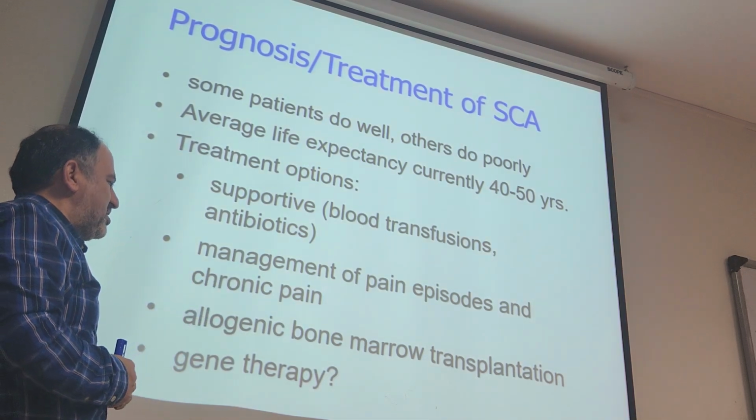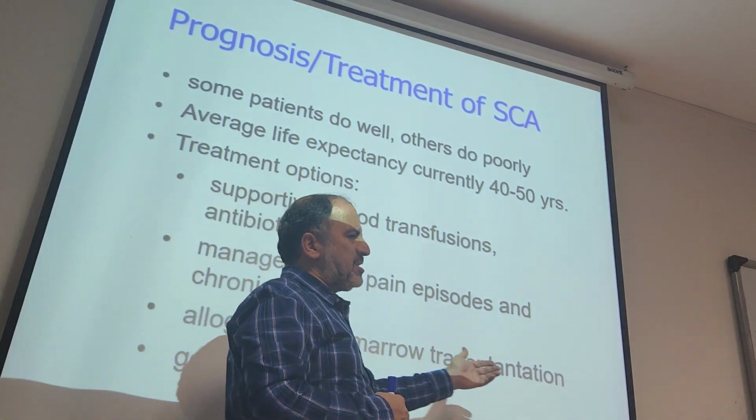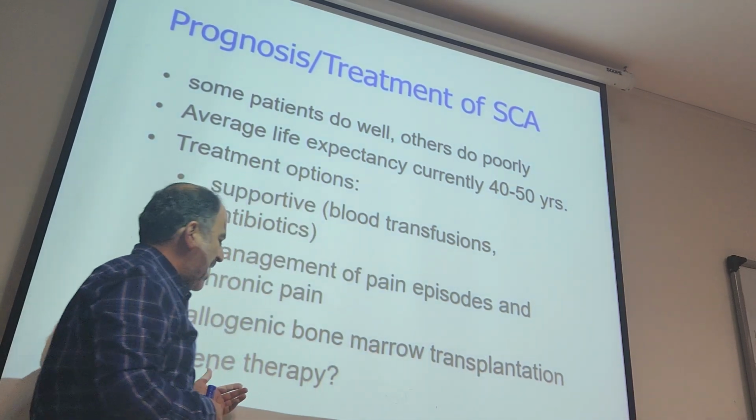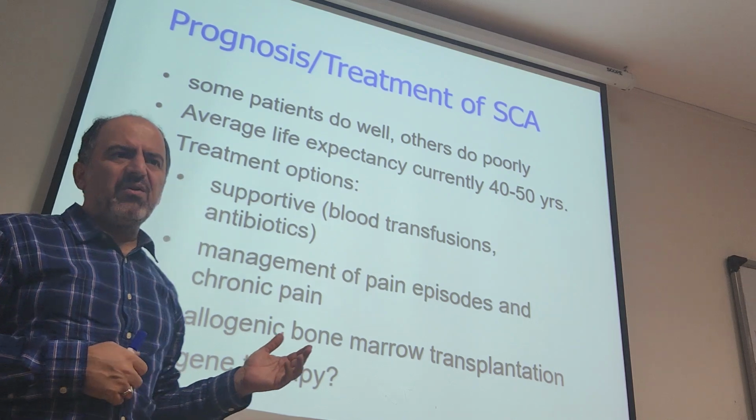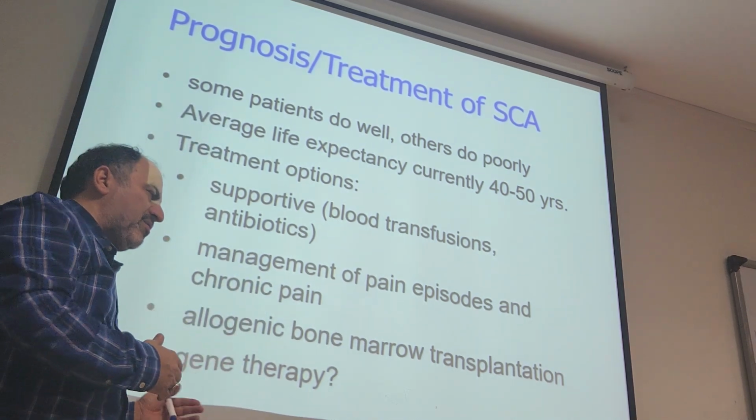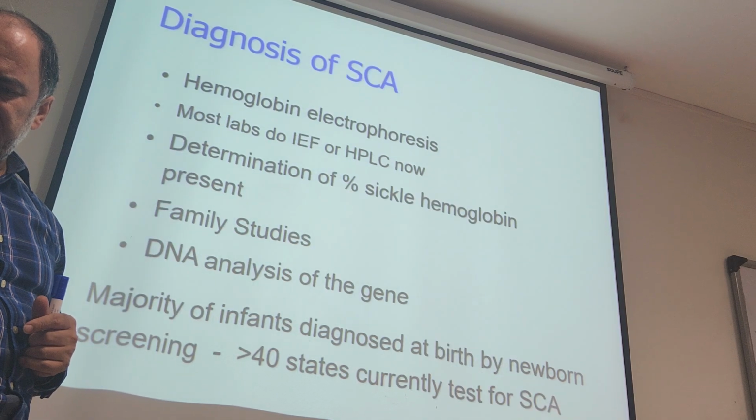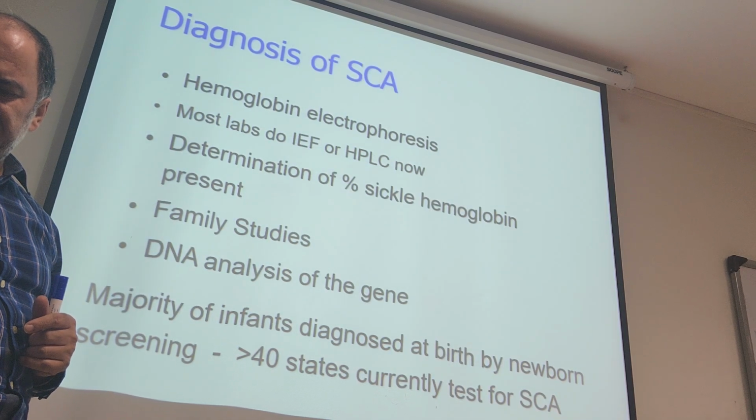Of course, we should manage the pain. The only treatment would be allogeneic bone marrow transplantation, and we don't have gene therapy until now. Maybe in the near future, for hemophilia and for sickle cell anemia, there would be some FDA-approved gene therapy.